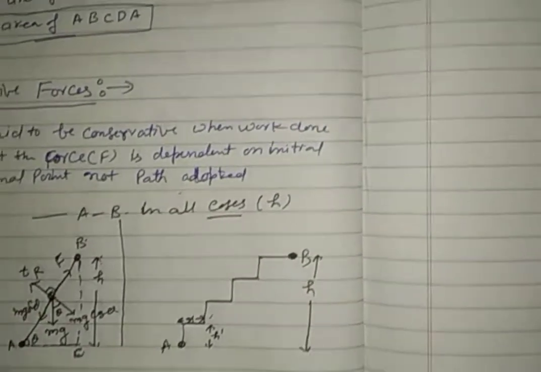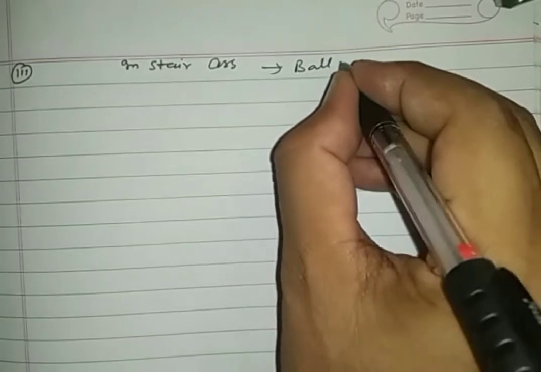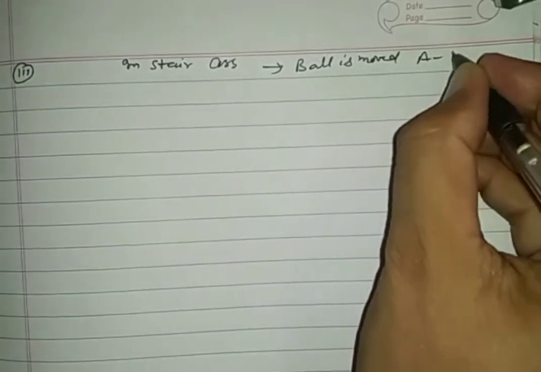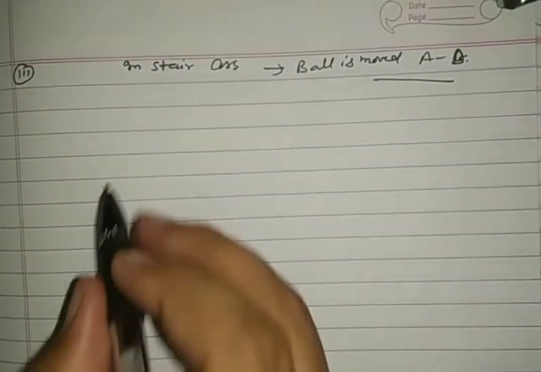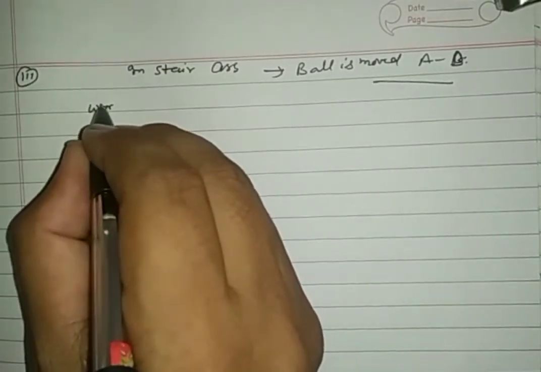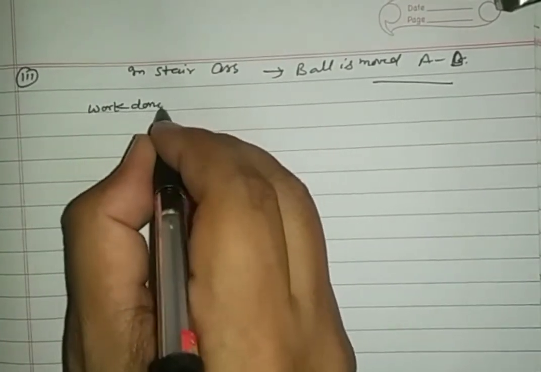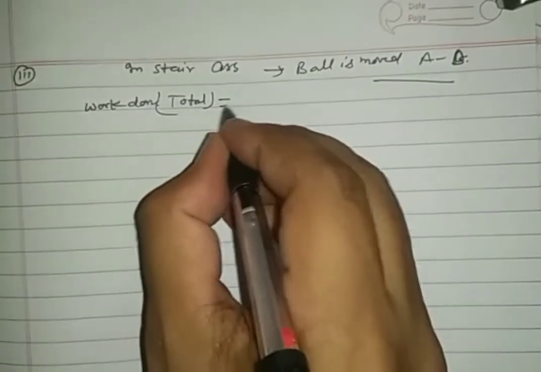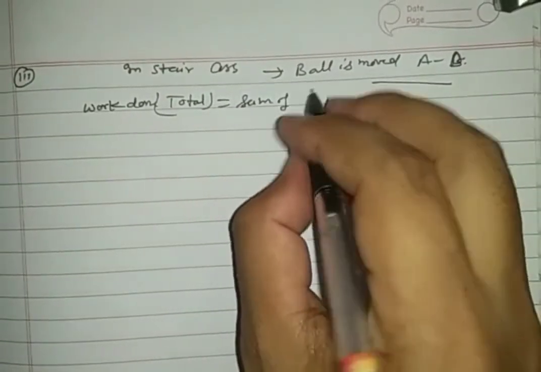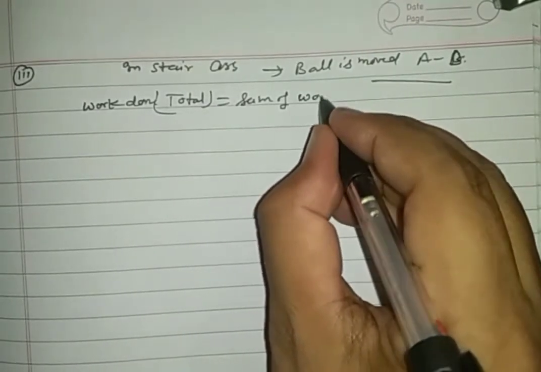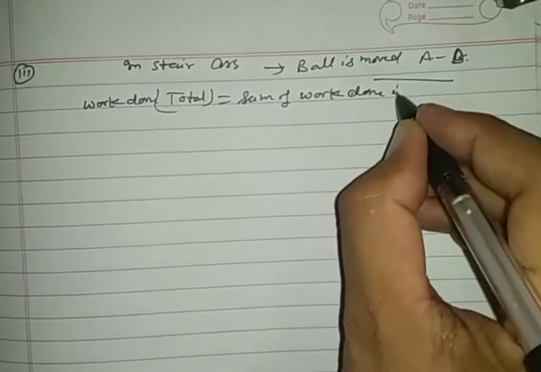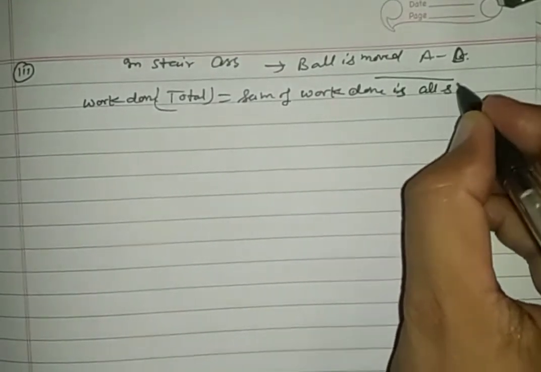So now we want to calculate the net work done in the third case. In the staircase, the ball is moved from A to B in each height. See, now the total work done is the sum of work done in all steps.